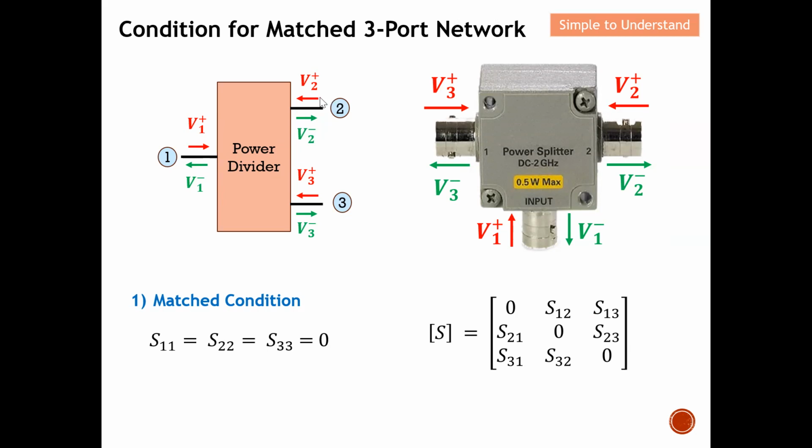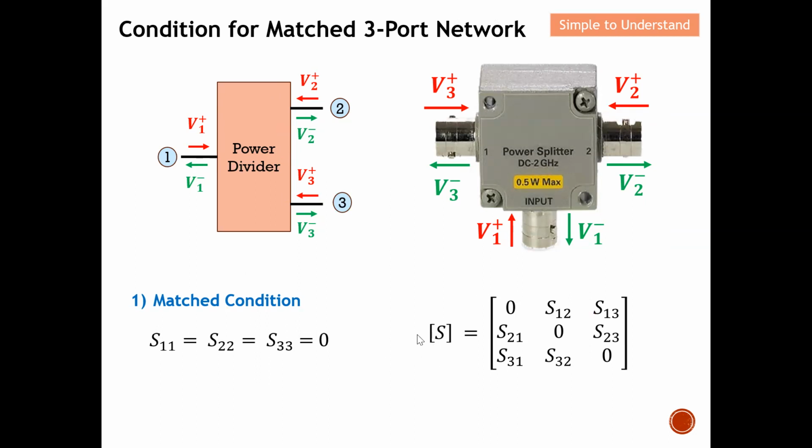Likewise, when I input a power source at port number 2, I anticipate that the power appears at port number 1 and also port number 3. I do not want to have a reflection. So in this case, I need S22 to be equal to 0. It is the same for port number 3. When the input is port 3, again, I want the power to be delivered to port 2 and also port 1, with nothing reflected back to port 3. Hence, S33 needs to be equal to 0. And this is the outcome of the match condition.